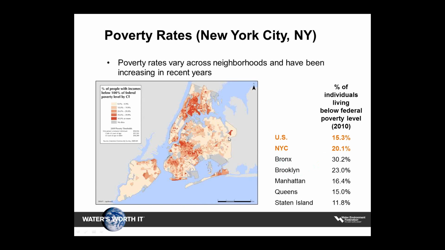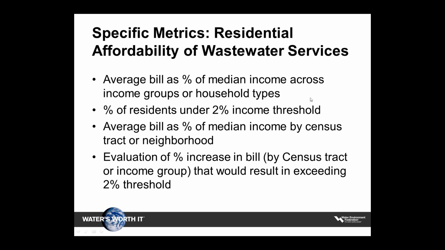You can also look at poverty rates and how they vary, not just city by city, but within a city. Here's some analysis we had done for New York, where the poverty rate is 15% nationally. In New York City, it's 20%, and in parts of New York City, such as the Bronx, it's 30%. So you have, again, parts of the service area that are already very, very vulnerable to any sort of rate increase for an essential commodity.